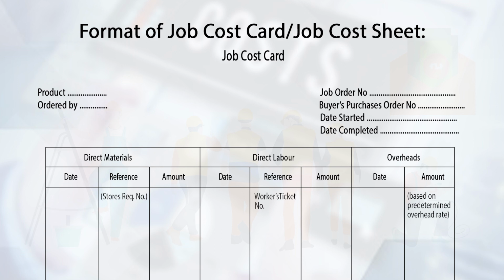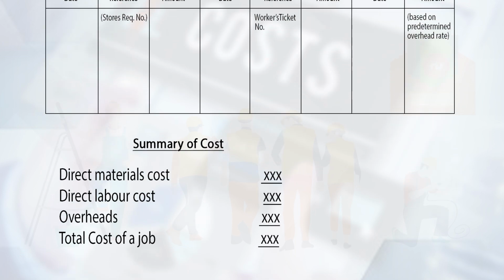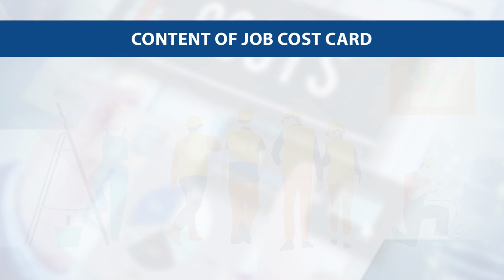At the end of this card, we will summarize the cost in the form of summary of cost, that is direct material cost, direct labor cost and overhead, and thereby we will arrive at the total cost of a job. Let's understand each content of the job cost card in detail.